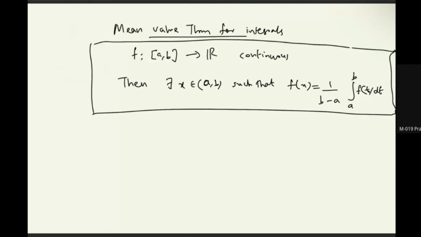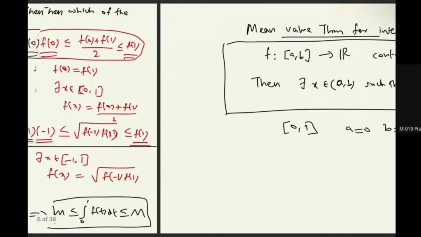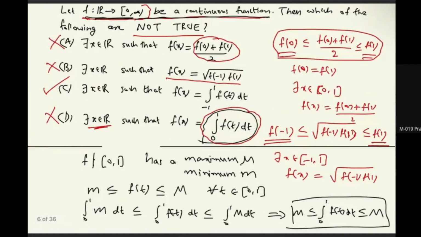The same way you can prove it. I proved it for [0, 1]. So in our case the interval is [0, 1], so a is 0, b is 1. Basically this is the average of this function on this interval. So you can get f(x) equals 1 by (1 minus 0) times the integral from 0 to 1 of f(t). I'm just saying a general statement. This is called the mean value theorem for integrals. It is proved in the same way as we did here.